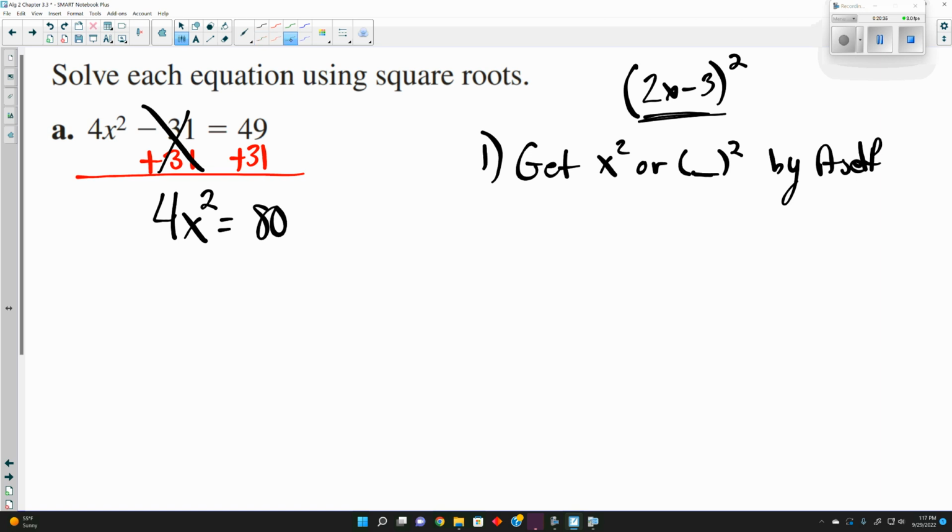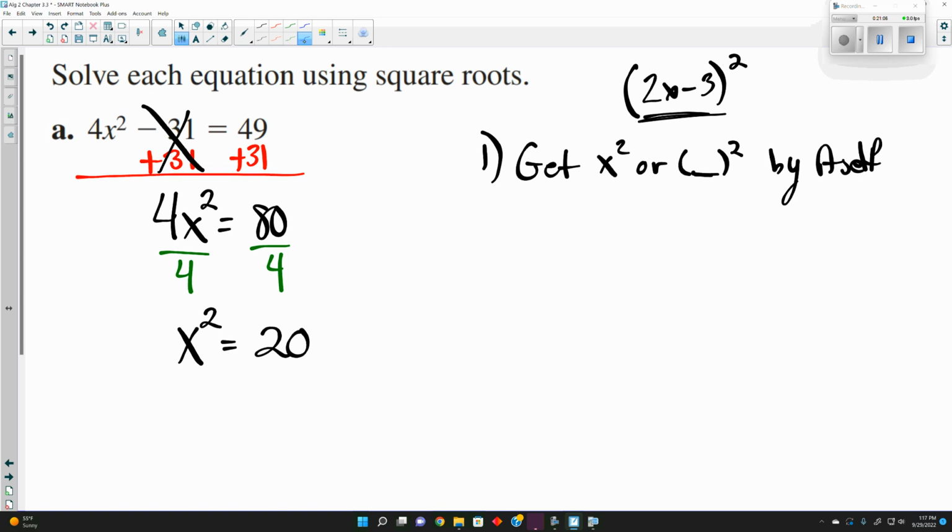Is x squared by itself? No, it has what? The 4, yes? So we would divide both sides by 4. Because we want x squared by itself. That gives 20. Now what do we do next?